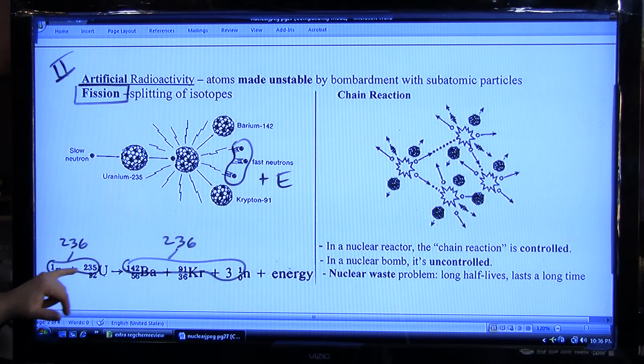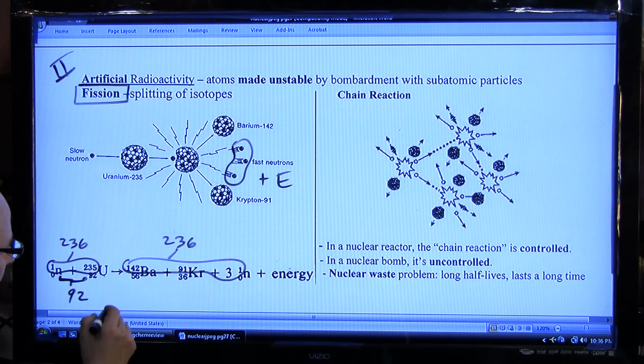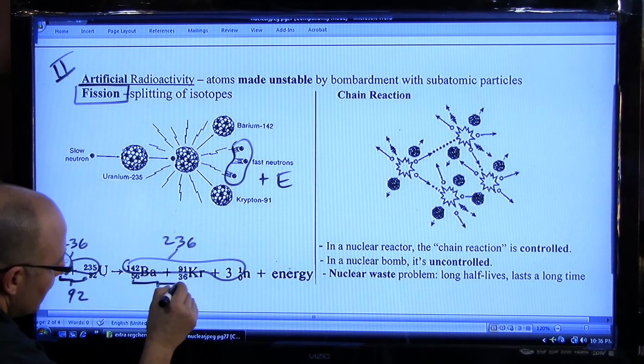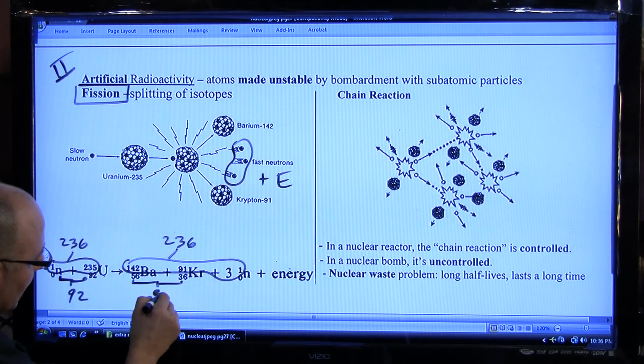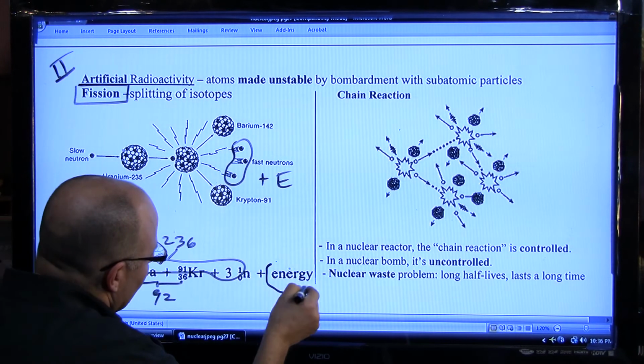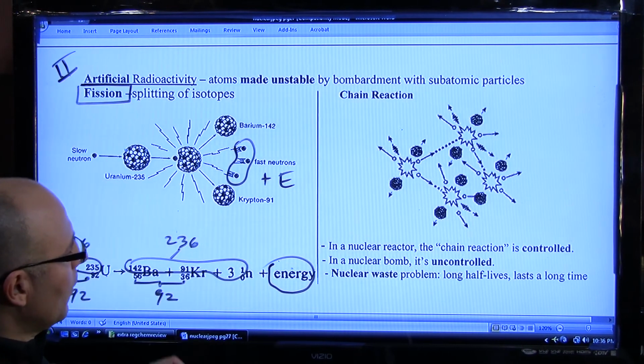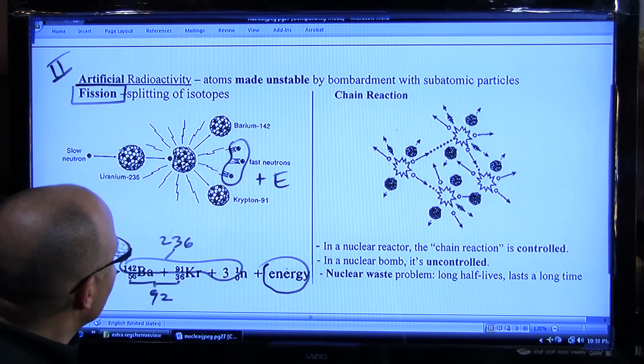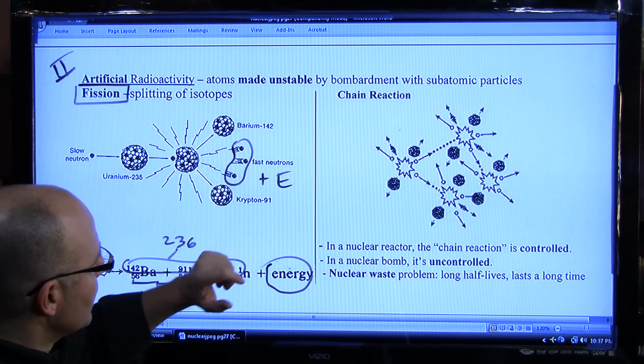And just as the top numbers add up, you'll see that the bottom numbers do too. The 0 and 92, which gives you 92, will add up to the 56 and the 36, which gives you 92. Remember, the neutron has no atomic number. It's a 0 right there. And there's the key thing, the energy. Now, the energy of an atomic bomb, or the energy involved in a nuclear reactor, isn't just this energy. All right.